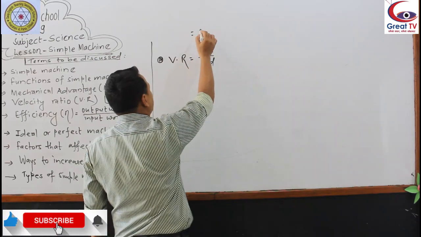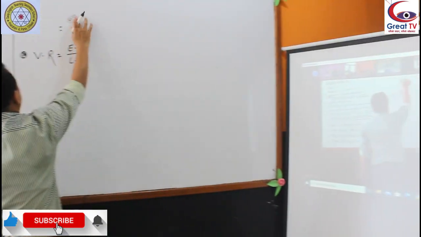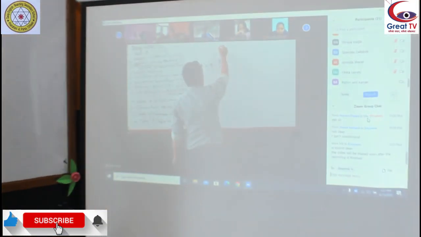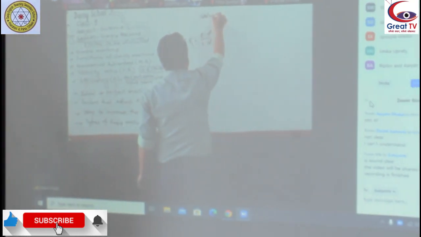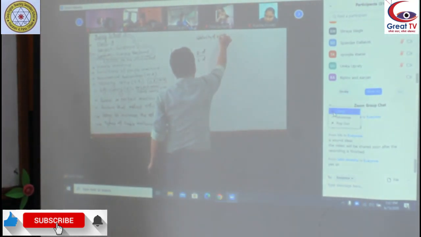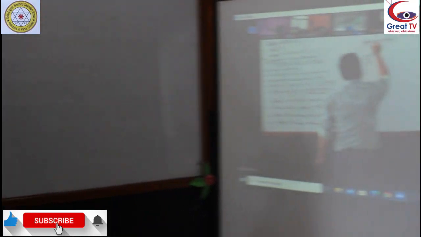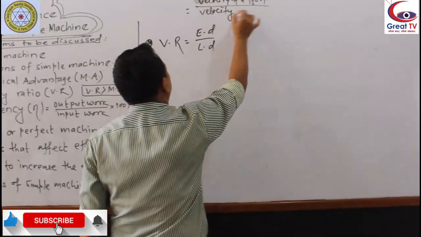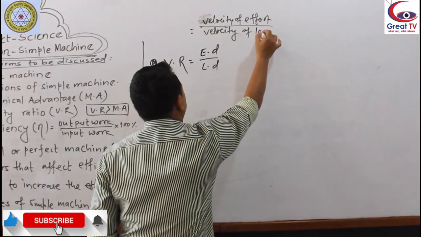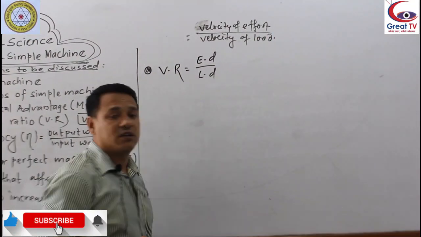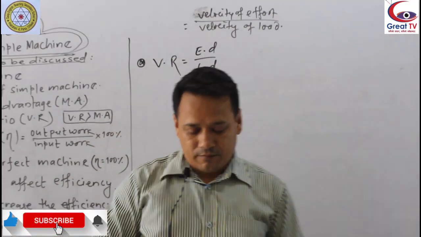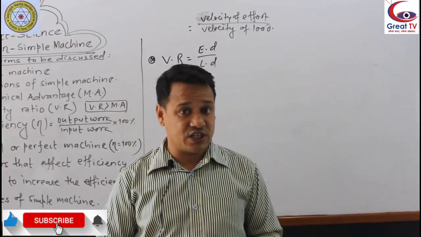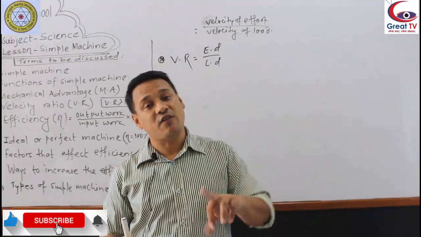But actually VR means ratio of velocity of effort to velocity of load. Actually it is the meaning. Velocity ratio means ratio of velocity of effort to velocity of load.